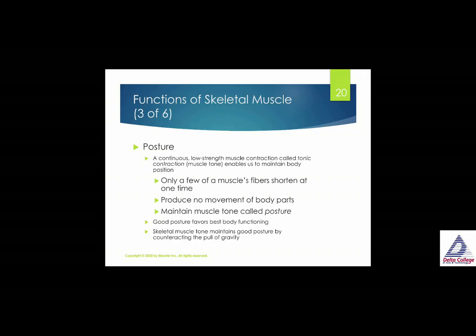Posture. This is a continuous low-strength muscle contraction called tonic contraction or muscle tone. It enables us to maintain body position. Only a few of a muscle's fibers shorten at one time. It produces no movement of body parts, and maintained muscle tone is called posture. Good posture favors the best body functioning, and skeletal muscle tone maintains good posture by counteracting the pull of gravity.